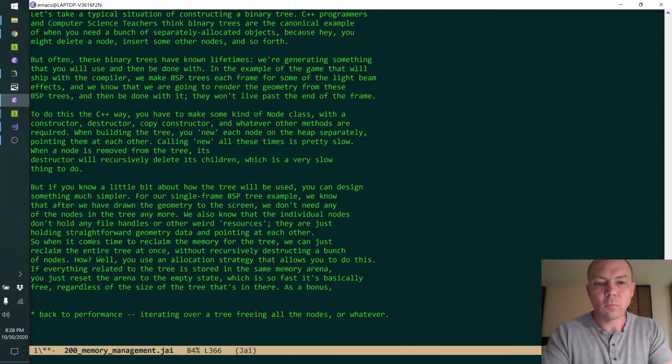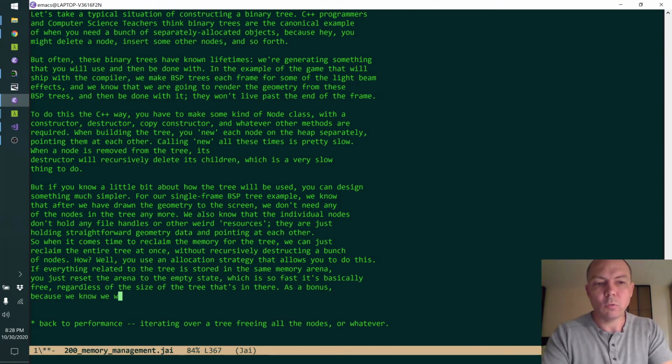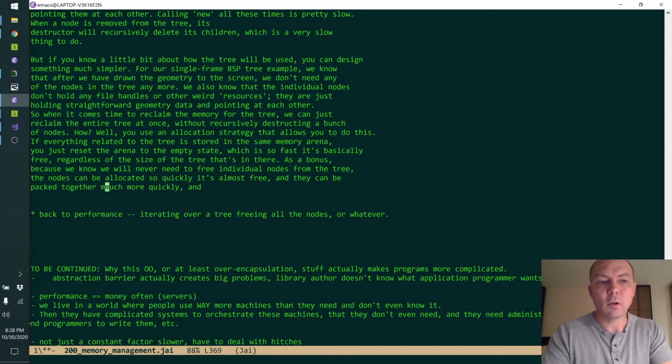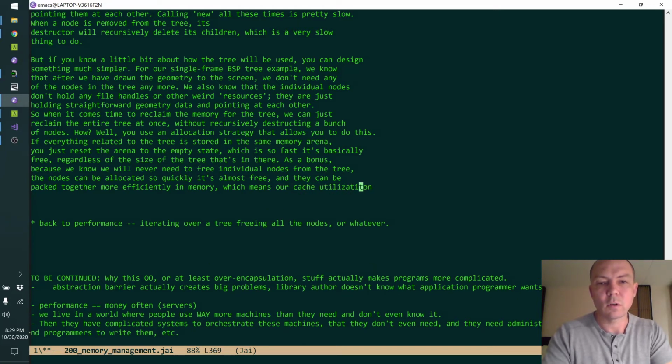As a bonus, because we know we will never need to free individual nodes from the tree, the nodes can be allocated so quickly it's almost free, and they can be packed together more tightly, more efficiently in memory, which means our cache utilization will be better.